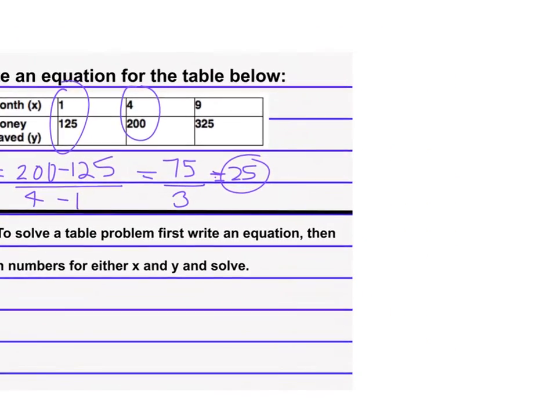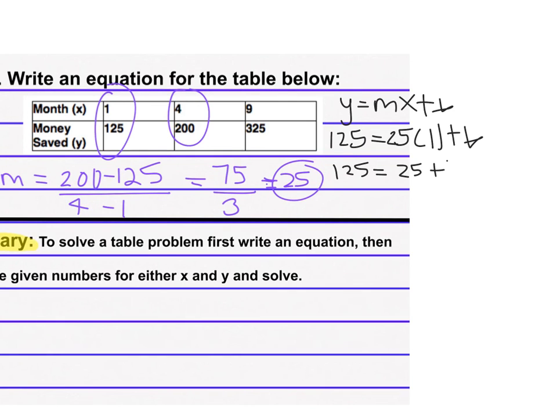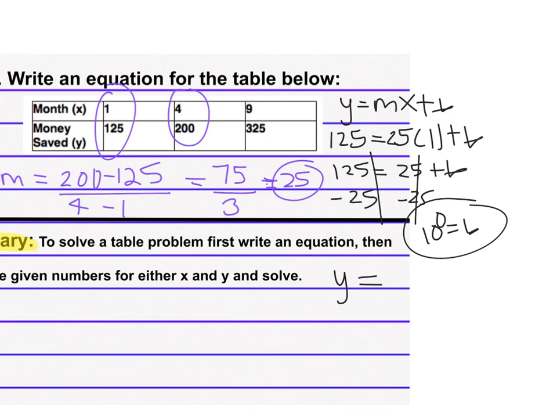Then you pick a point and you plug that in. So maybe you use the point (1, 125). 125 equals 25 times 1 plus b. See if you can solve it from there. If you need to, pause the video. 25 times 1 is 25. Solve your one-step equation. My b is 100. So my whole answer for example 3 is y equals 25x plus 100.